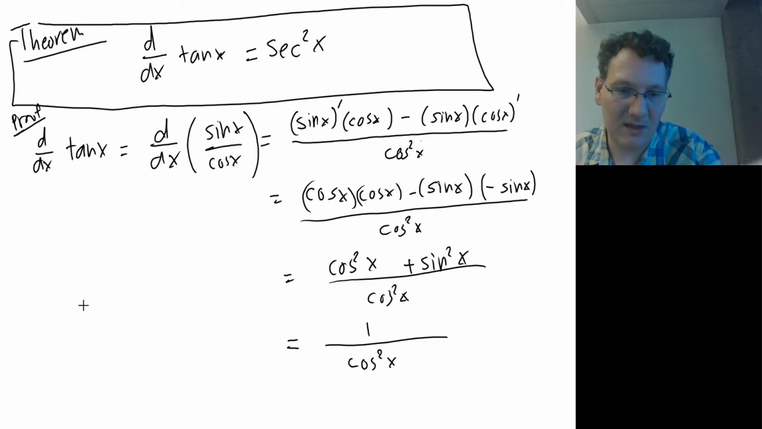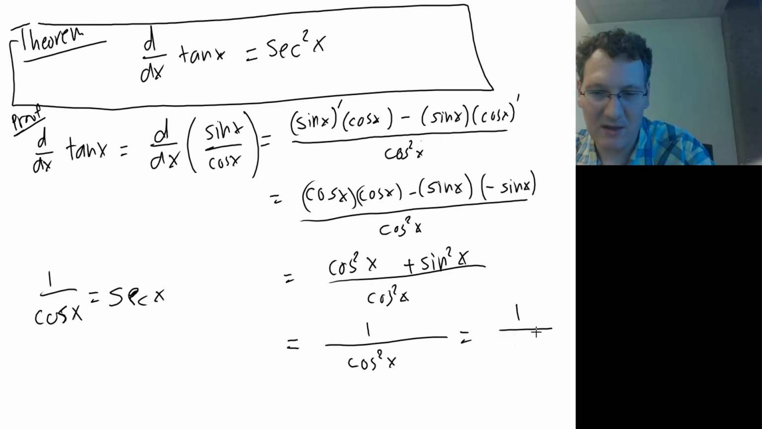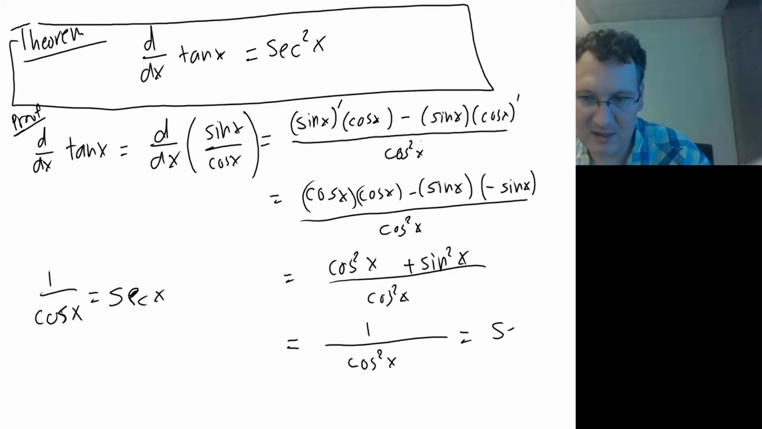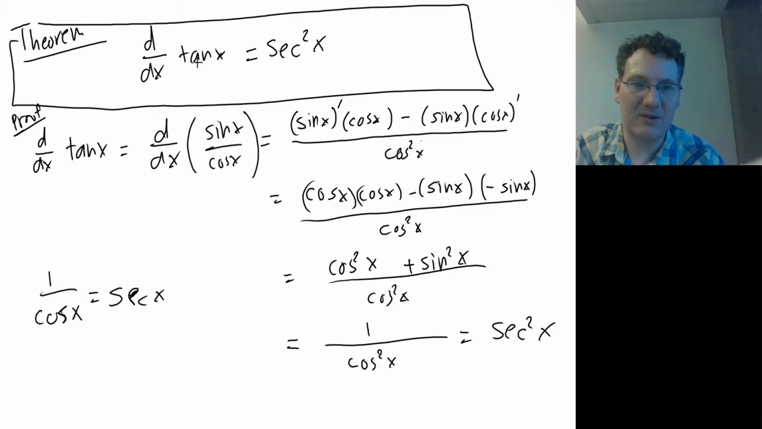Now 1 over cosine is the secant of x. That's just the definition of a secant. So 1 over cosine squared is the secant squared of x. Okay, so the derivative of the tangent is the secant squared.